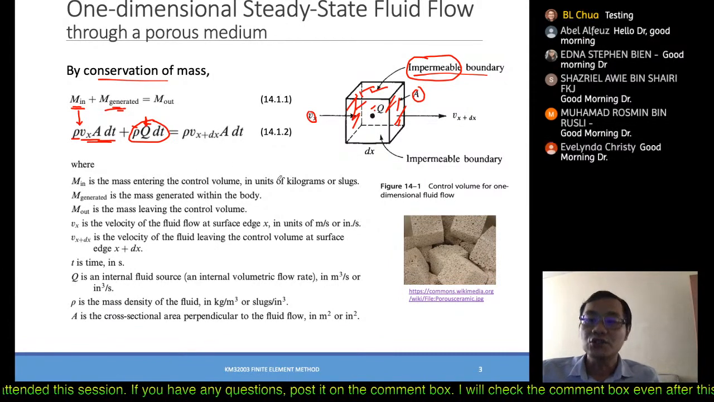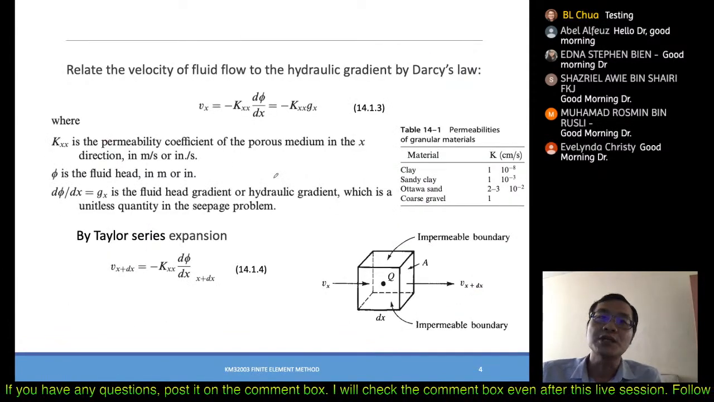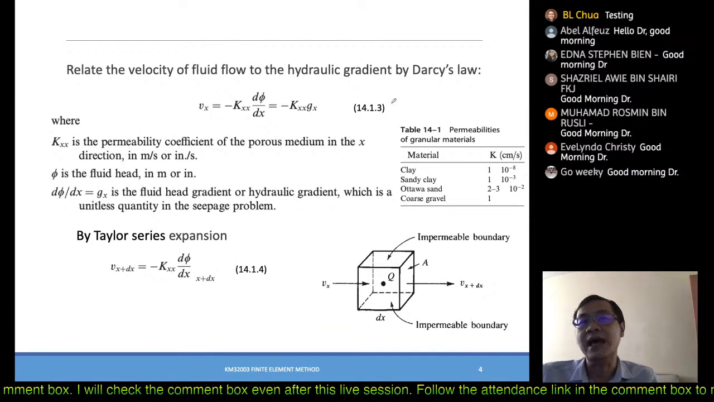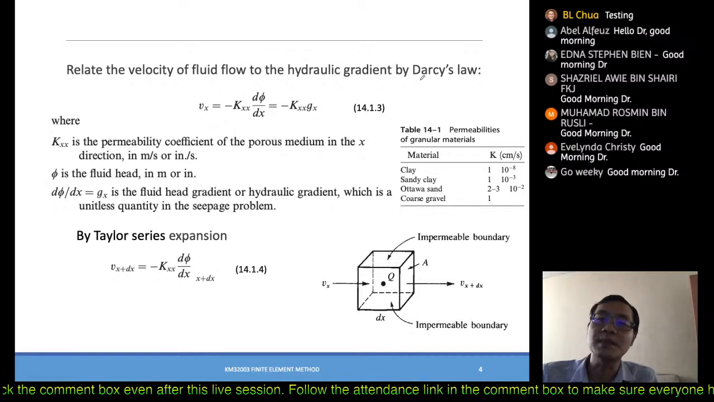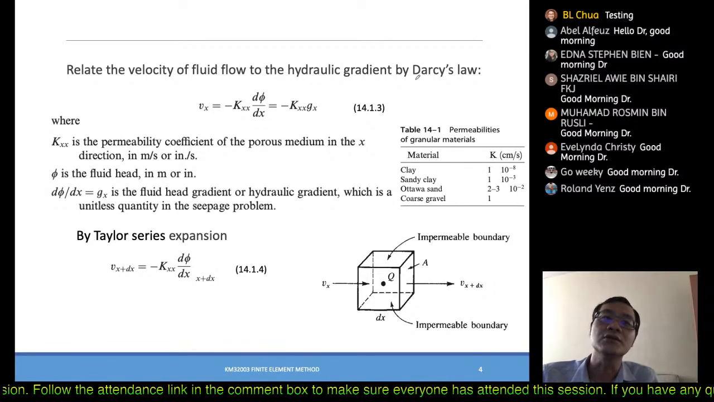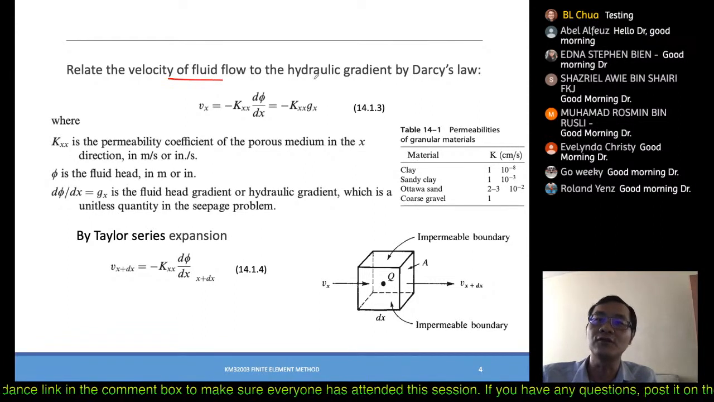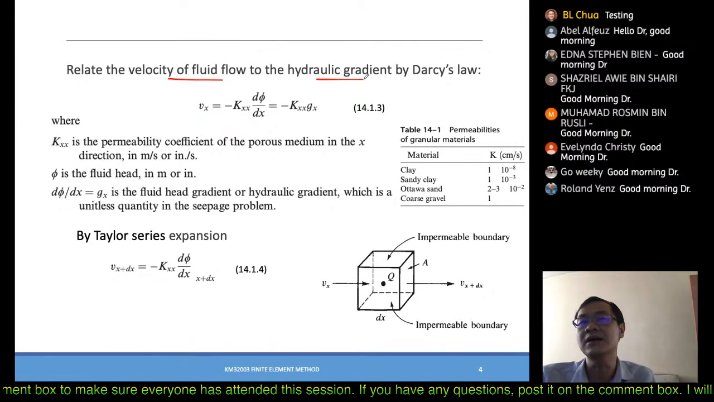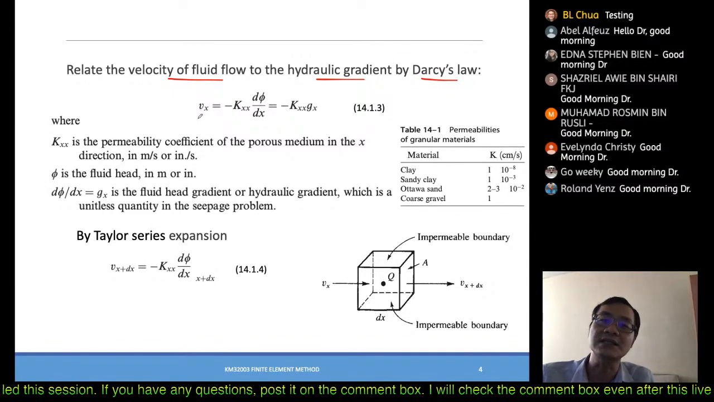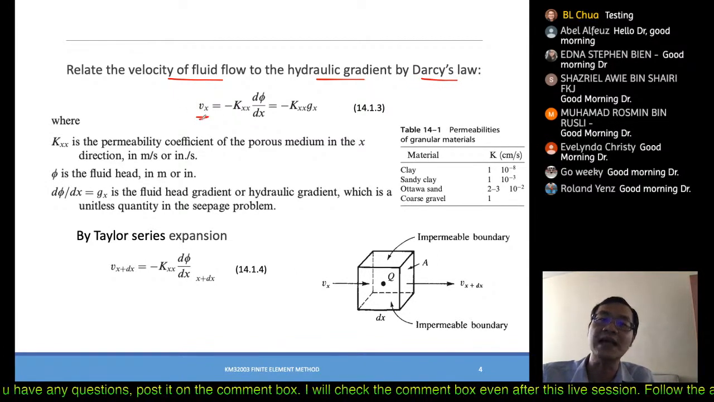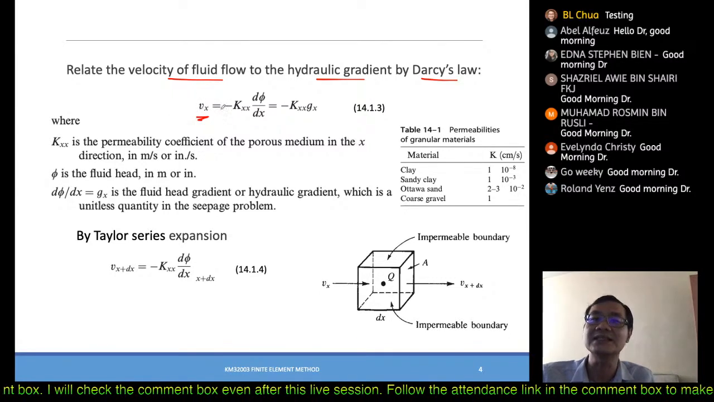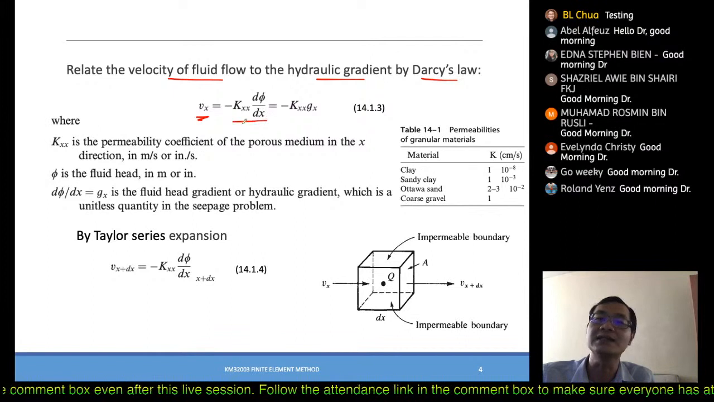So the derivations should be similar to the previous one, only the relationships that we use are different. Now we will use mainly fluid theory. When we relate the velocity of the fluid flow to the hydraulic gradient, we can use Darcy's law, as given here. So the Vx, the velocity going into the inlet surface, is given by these terms.